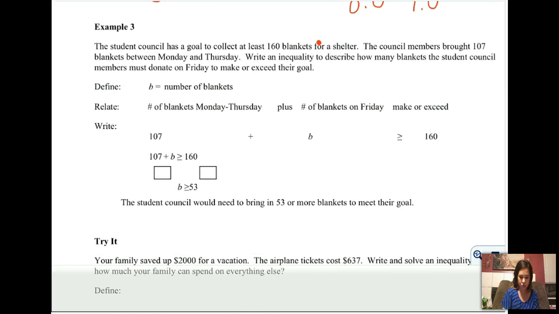Let's go ahead and finish. We have last example, example 3. Now here's a word problem. The most likely thing that's going to happen on the end of course is you're going to have a word problem. So let's go ahead and take a look at how we would solve this.